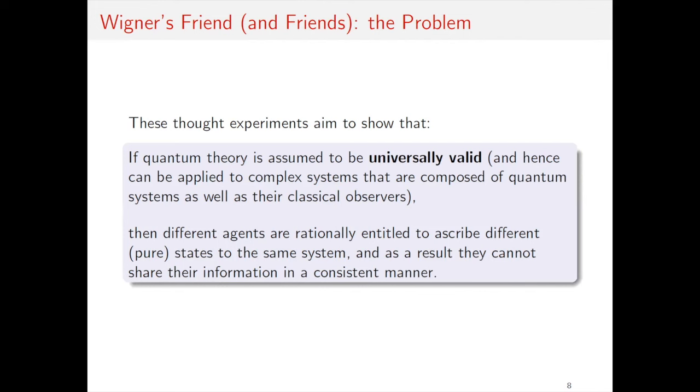These thought experiments aim to show that if quantum theory is assumed to be universally valid, and hence can be applied to complex systems that are composed of quantum systems as well as their classical observers, and a classical observer there could be the cat, right? Then different agents are rationally entitled to ascribe different pure states to the same system. And as a result, they cannot share their information in a consistent way.